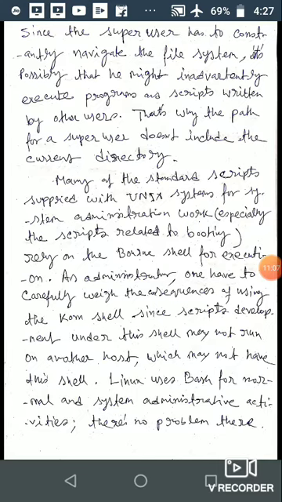As administrator, you have to carefully weigh the consequences of the Korn shell, since scripts developed on this shell may not run on another host which may not have this shell. The Korn shell is not present everywhere, but the Bourne or bash shell must be present. So if you execute something in the Korn shell, there may be a problem in another system where it is not present.